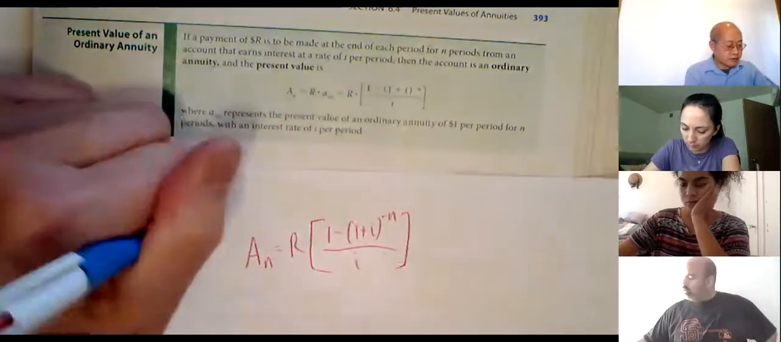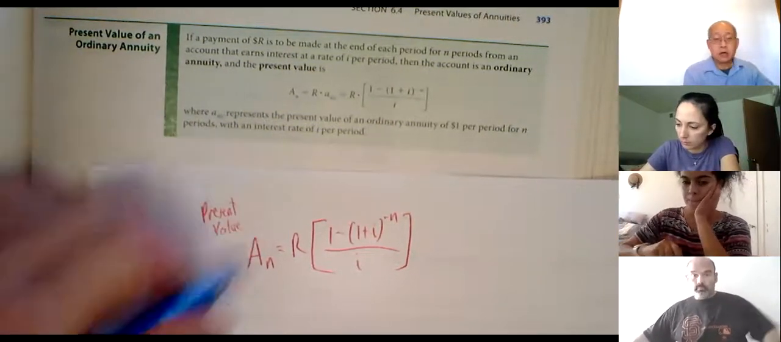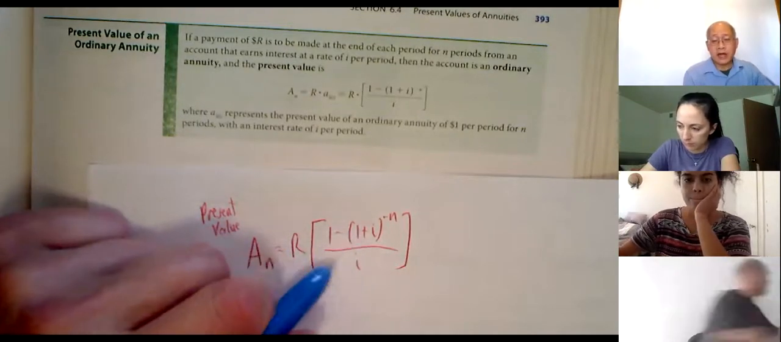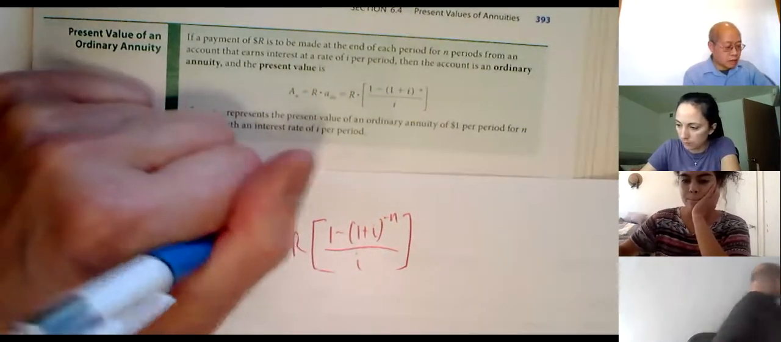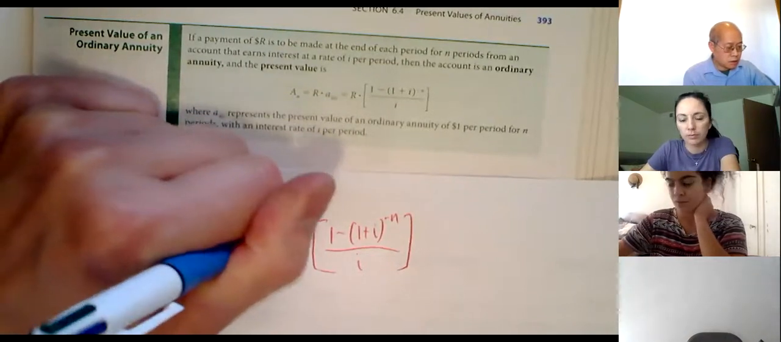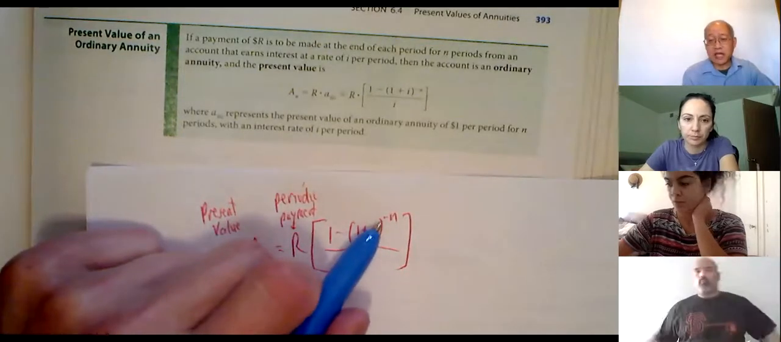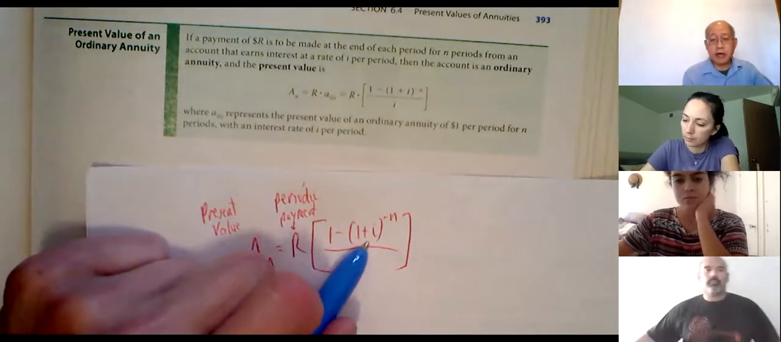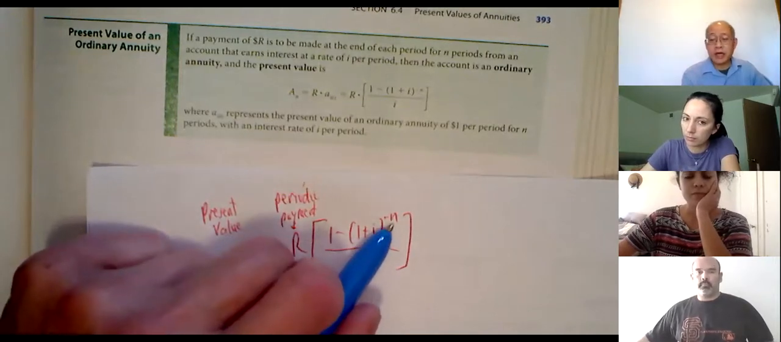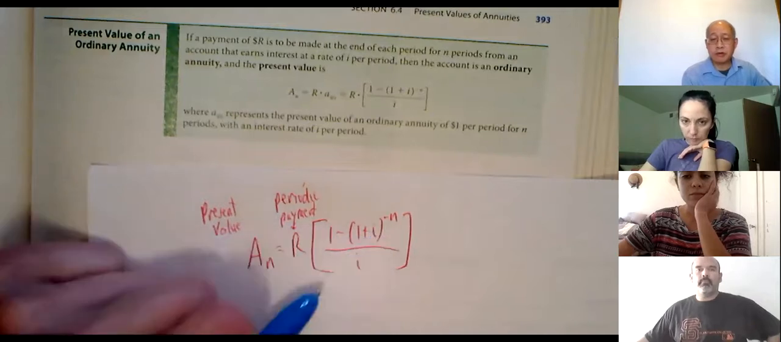Okay, so this is called the present value of an ordinary annuity. R, I, and N are the same as before. So this is the periodic payment. And I'm not going to write down I and N because it's the same as before. I is the interest rate per period, so it depends if it says annual, semi-annual, quarterly, monthly, right? And the N is like before. You take the number of years times the number of periods per year.